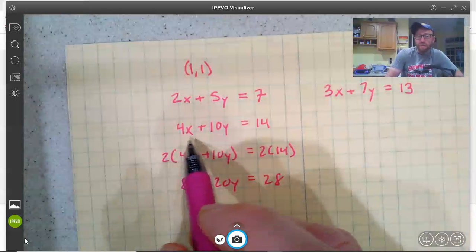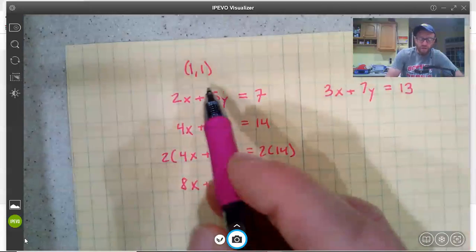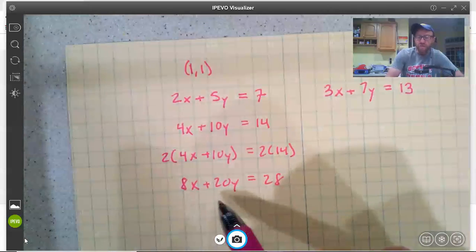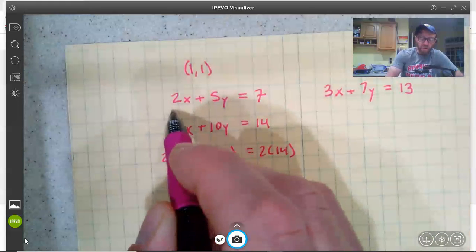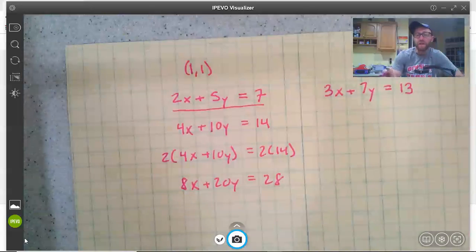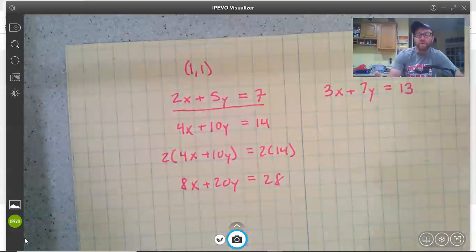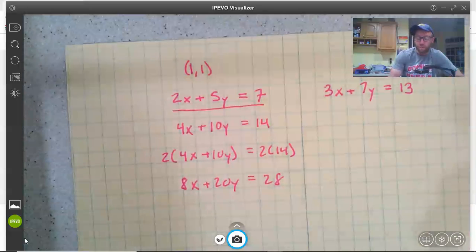Or 4 times 1 is 4. 10 times 1 is 10. 4 plus 10 is 14. So the same xy pair makes each of these equations true. They all have the same set of solutions. If you recall, the set of all solutions for any linear equation like this is a straight line. It's all the points that form a straight line.